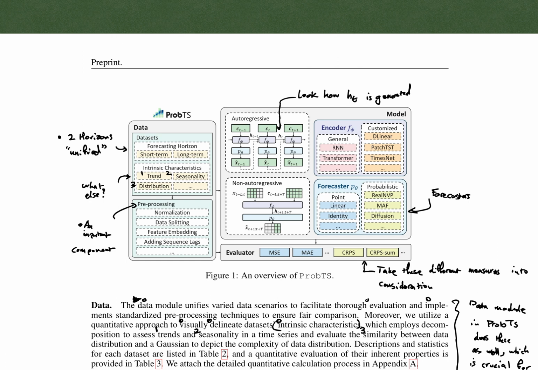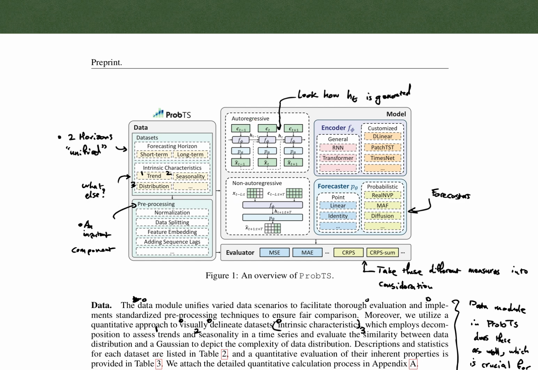So there are these different characteristics that, aside from just visually seeing them, could be quantified to a certain extent. Then you have preprocessing, normalizations, splitting, feature embedding, adding sequence lags, and so on, which definitely would provide you with a lot of options for hyperparameters that they have tried to optimize over in order to remove these variants as the confounding factor. So you have the autoregressive and non-autoregressive decoding schemes.